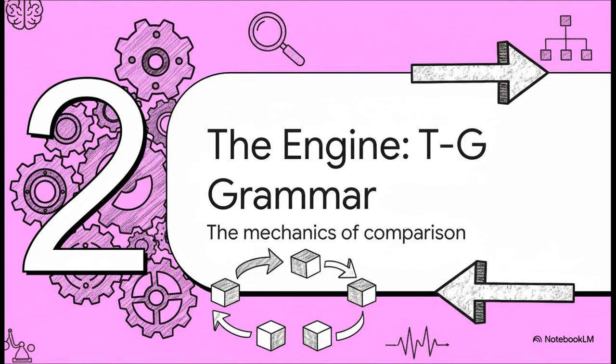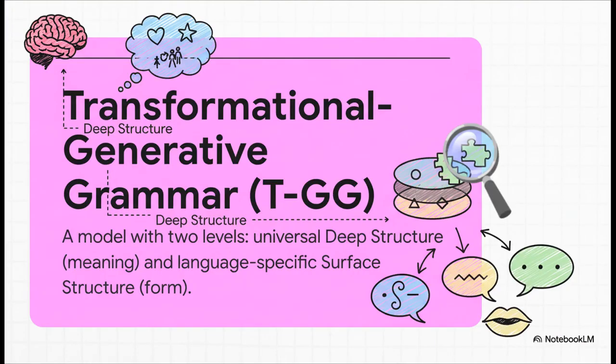But to make these detailed comparisons, you need a powerful tool, right? An engine to drive the whole analysis. For comparative analysis, that engine is something called transformational generative grammar. Let's dig into how these mechanics actually work. So, transformational generative grammar, or TGG, says that every sentence has two levels. First, you've got the deep structure. This is the core universal meaning, the basic idea of who did what to whom. And then you have the surface structure, which is the final, grammatically correct sentence we actually speak or write. And that part is totally unique to each language.